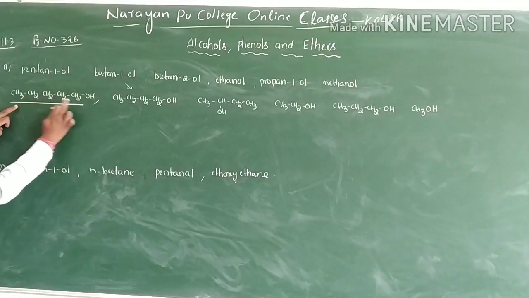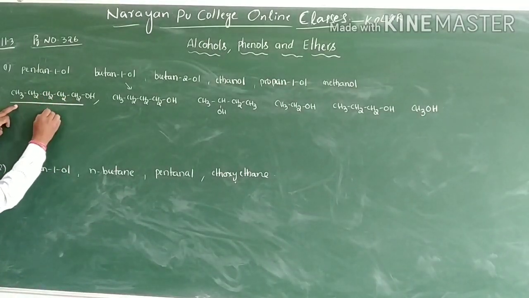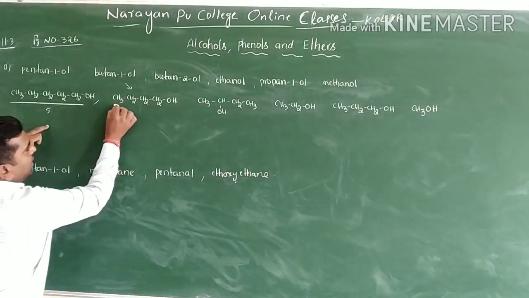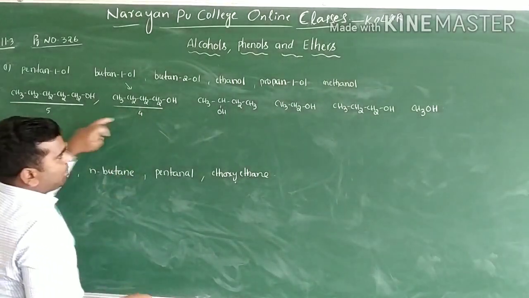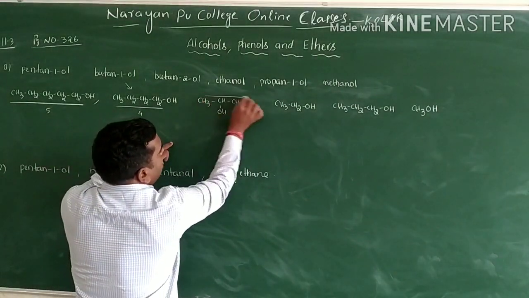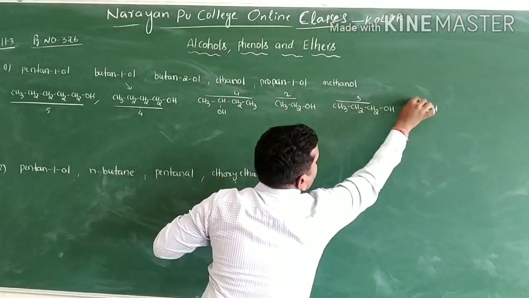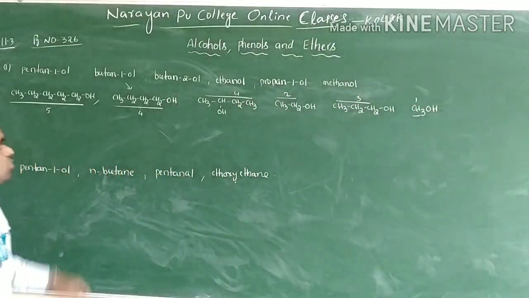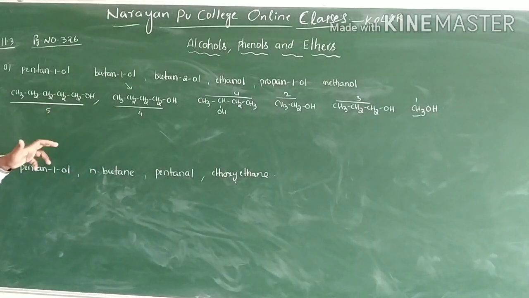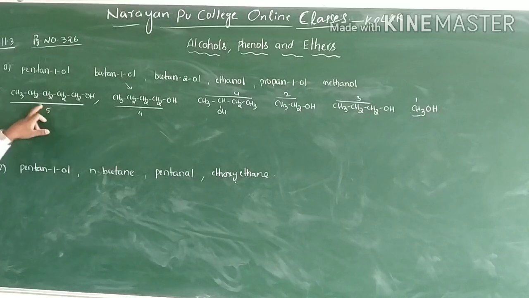Now here, length, how many carbon atoms are there here? 5 carbons. And here, length of the chain here, 4 carbons. But here also how many carbons are there? 4. And here 2 and 3 and here last one is 1. So which one should have the highest boiling point? Which one will have the longest chain? That is which one? Pentan-1-ol.